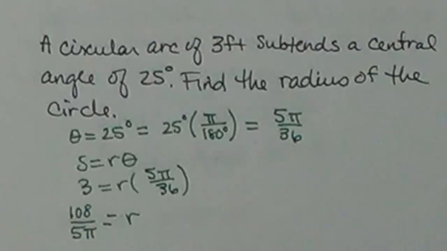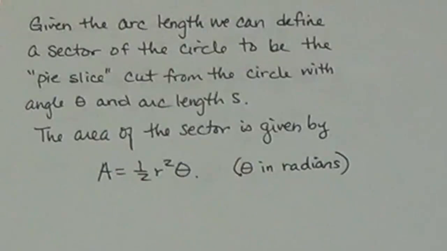So now we can put this information into our arc length formula to solve for r. Plugging in 3 for s and 5 pi over 36 for theta, we divide out by theta to get 108 over 5 pi. And again, for most of our problems, if we're looking for an exact solution, that would be our r. Don't forget your units, which is feet. Or if we are asked to round to a decimal, we would say that r is approximately 6.88 feet.